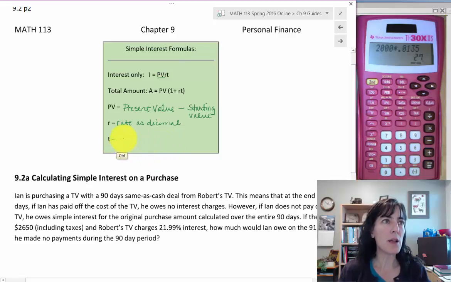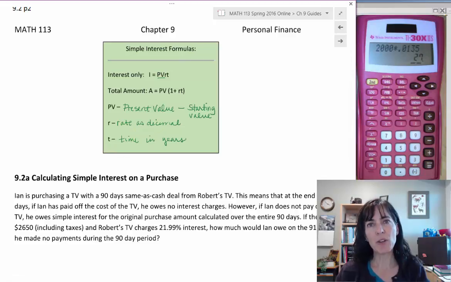And then the time, and the time is in years, and the rate has to be a yearly rate. Those two have to match in their units. So if you have one as a monthly rate and the other is as number of years, you better change your number of years into number of months.